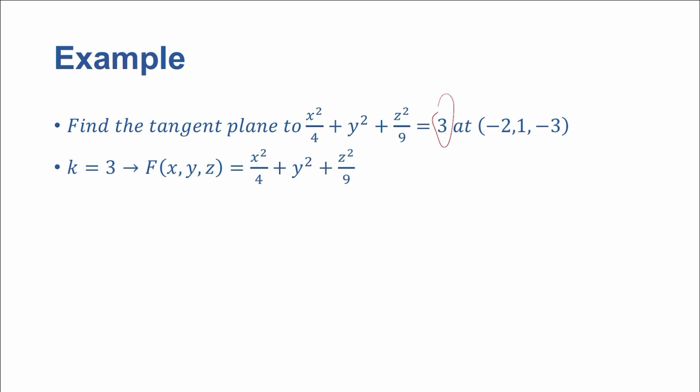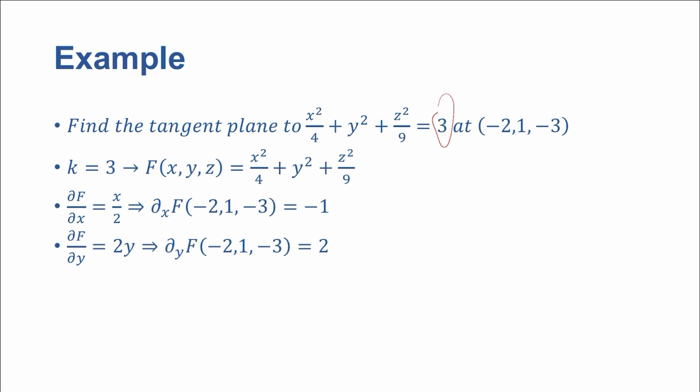Now we can evaluate a bunch of partial derivatives at our given point. So we get partial f partial x equals x over 2. That's fairly simple. And then we evaluate partial x of f at -2, 1, -3, which yields -1. Doing the same for partial f partial y, we get 2y. If I take partial y of f at -2, 1, -3, we get 2. Finally, if I take the partial derivative with respect to z, I get 2z over 9. And this means that the derivative here evaluated at -2, 1, -3 is equal to -2/3.